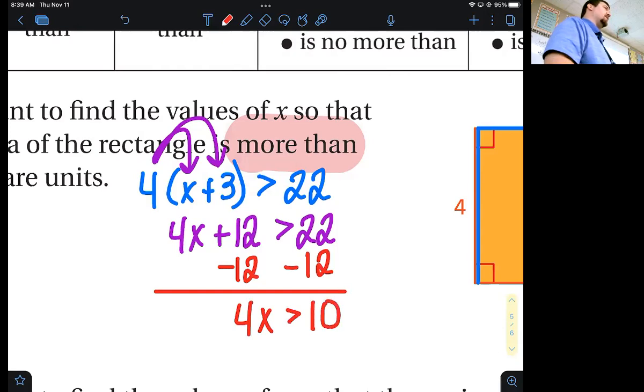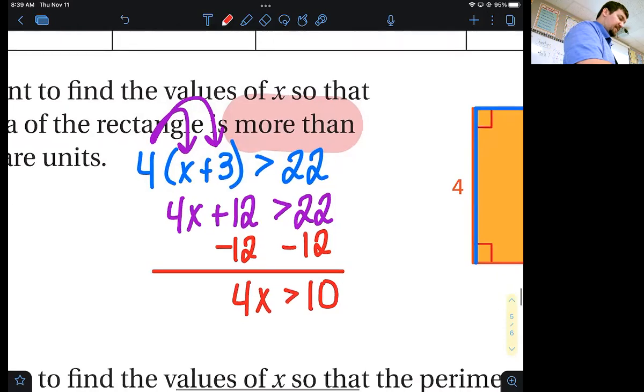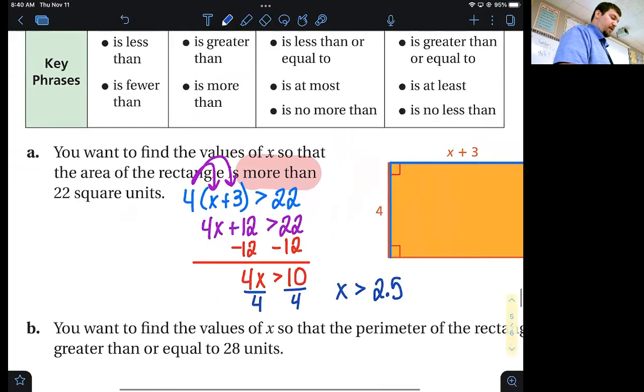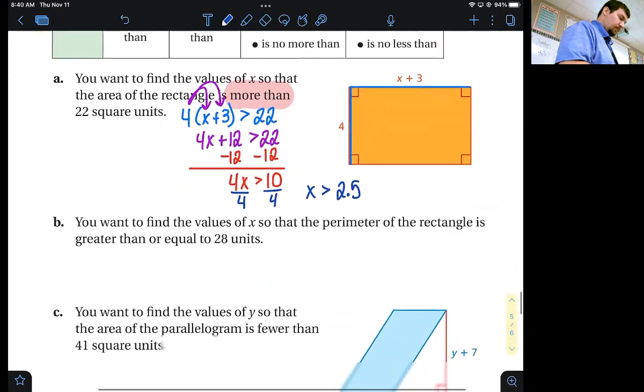But does 4 go into 10 evenly? No. So this was actually where your calculator might come in handy. Our last step would be to divide by 4. Thomas, what's 10 divided by 4? 2.5. So x has to be greater than 2.5. If x is bigger than 2.5, then our area will be more than 22 units for this rectangle. So I had to write the inequality and then solve it.